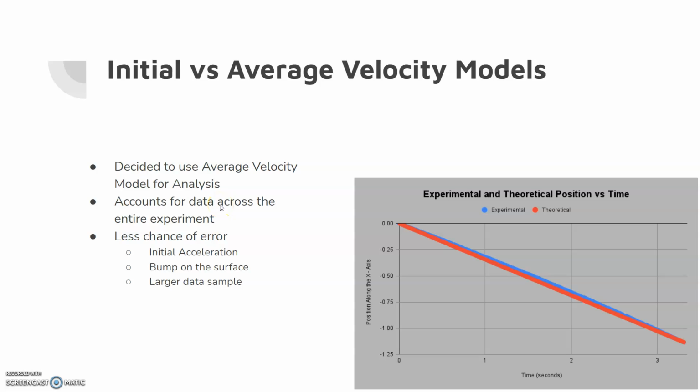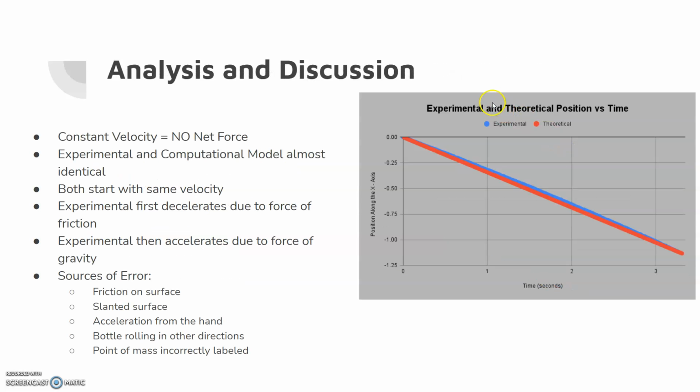and I believe this is because it accounts for more data across the entire experiment, which leads to less chance of error, since the first graph could still account for any initial acceleration present at that time, or any bumps on the surface of the table or anything. And this average velocity model has a larger data sample, so therefore it automatically has less chance of error.